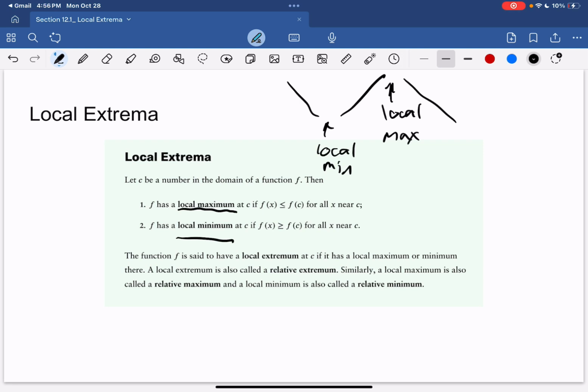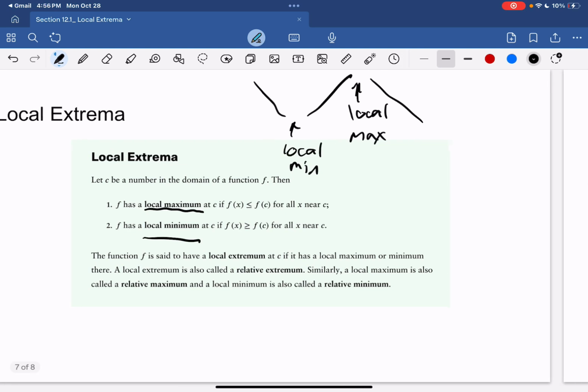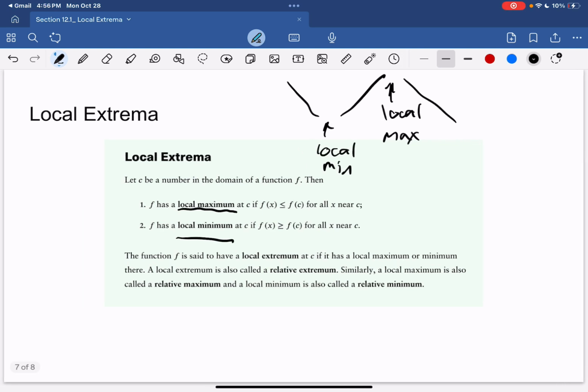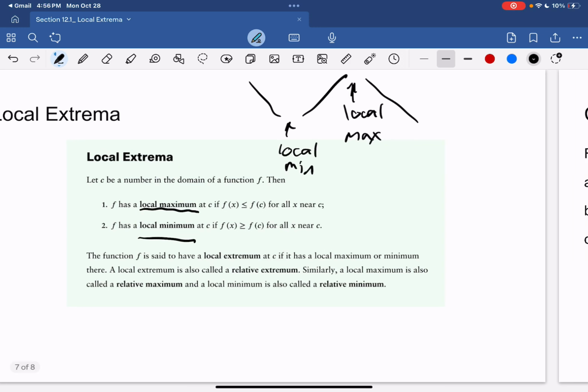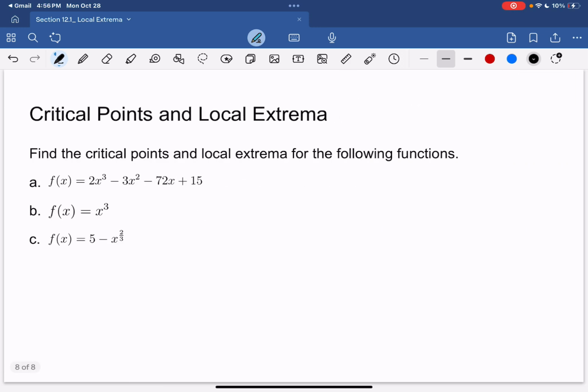Now, the reason it's called local or relative is because it's not an absolute. We don't know that that's the maximum for the entire function, but we do know that at least for what we're looking at, that's a minimum and a maximum, okay? So that's local max and local min. We have a change from decreasing to increasing or increasing to decreasing, okay? That would result in that maximum or minimum. So let's do these. Okay.